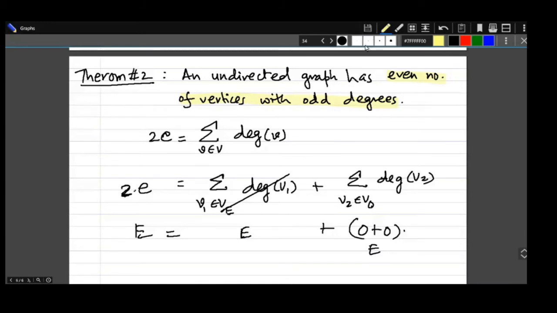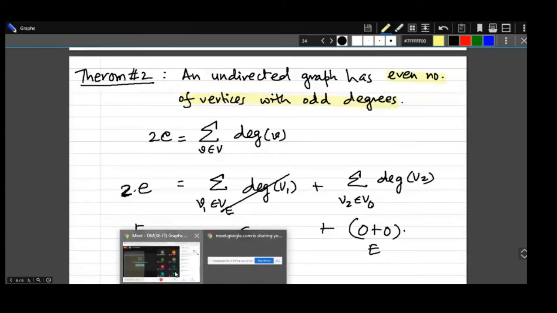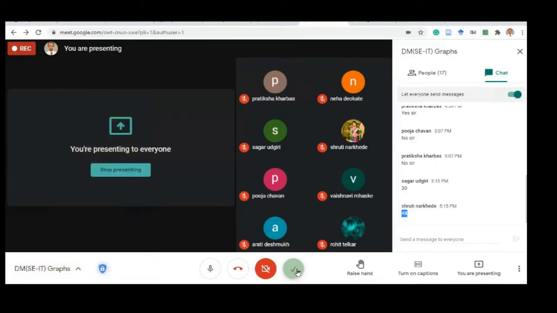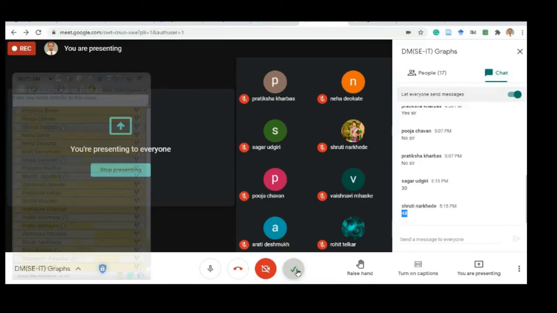Good. I'll just pause for a while. Okay, Shruti, your answer is a little wrong. Why did it come 48? I don't know. Got it? Got theorem number 2? Yes, please type it in the chat box. Is this okay? Shall I proceed?